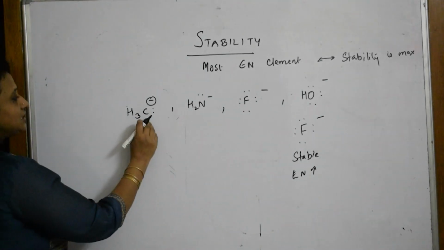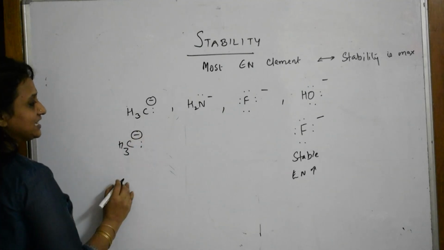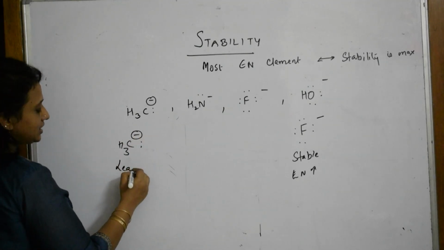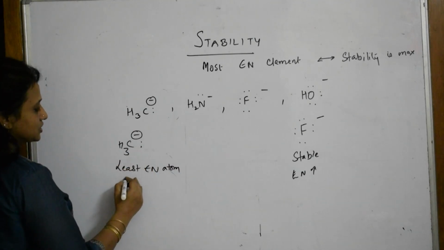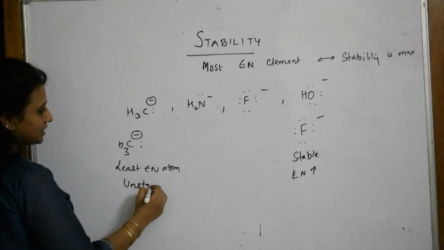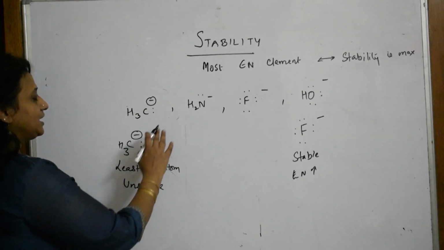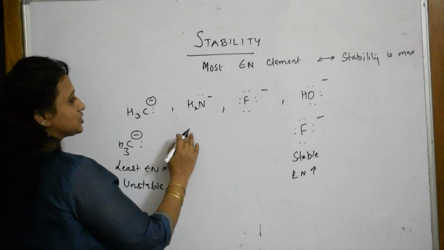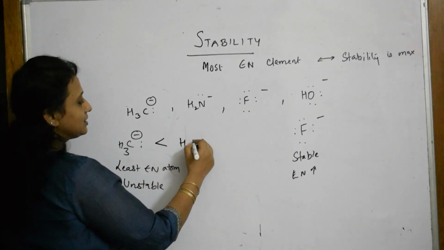Let us come back. Here among all these, carbon is the least electronegative atom, so that is unstable in nature, right? So it is unstable and that is stable, right? When I compare these two, next comes nitrogen in the picture, less stable.